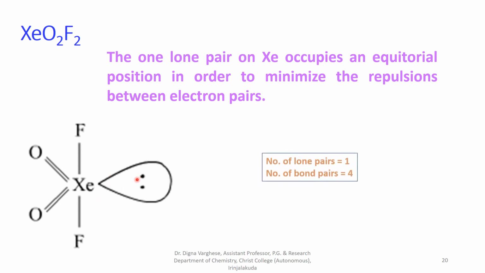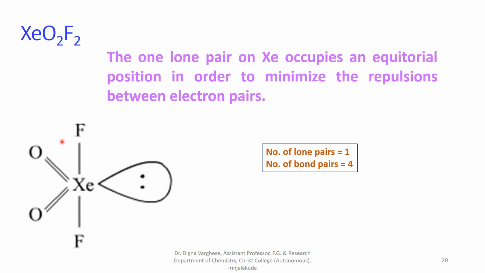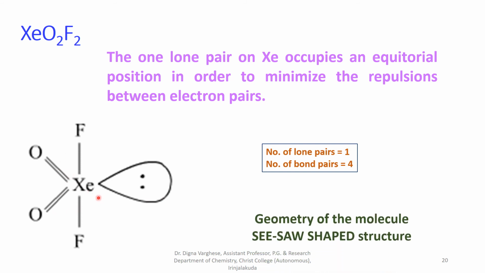Number of lone pairs is 1. Number of bond pairs is 4. Geometry of the molecule is seesaw-shaped structure.